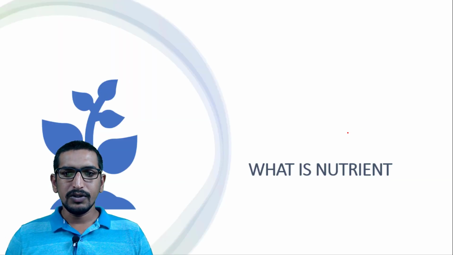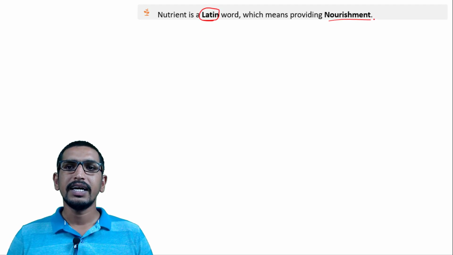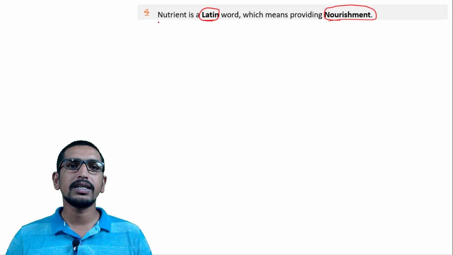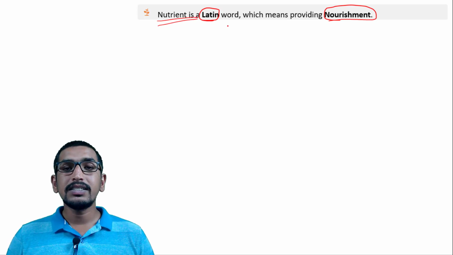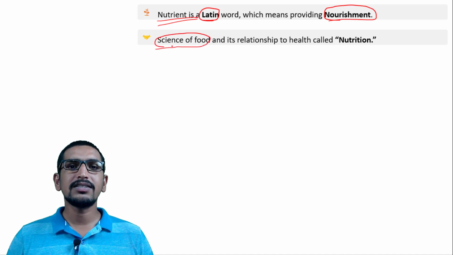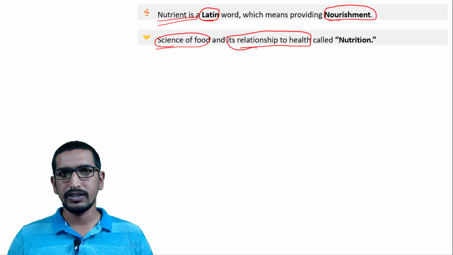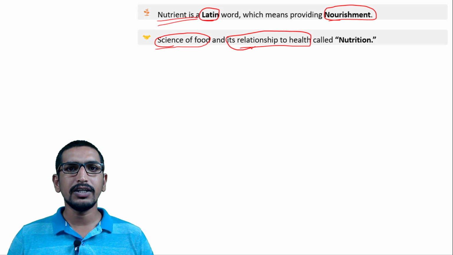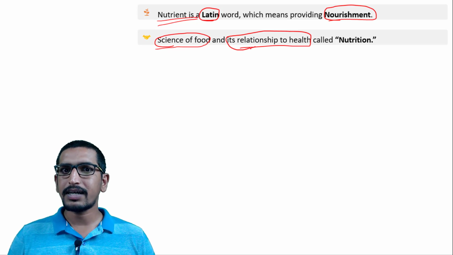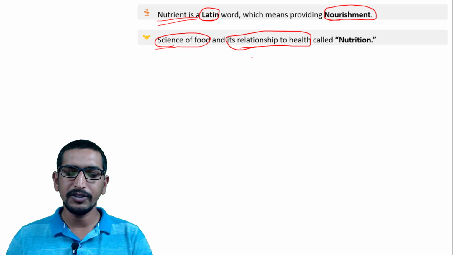And what is a nutrient? The word nutrient is a Latin word which means nourishment. If the body is nourished with the food, that is called a nutrient. Next, what is nutrition? Nutrition is nothing but the science of food. The science of food and its wonderful relation with health is called nutrition.